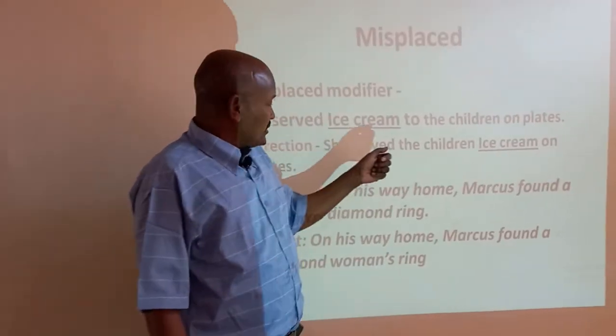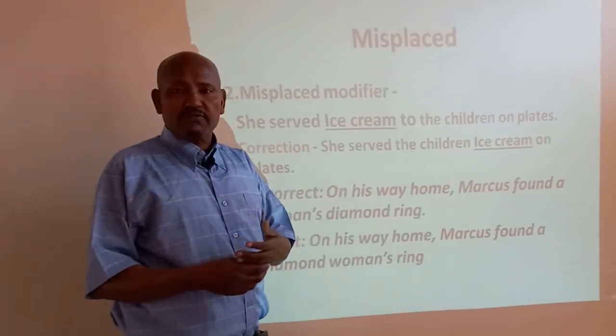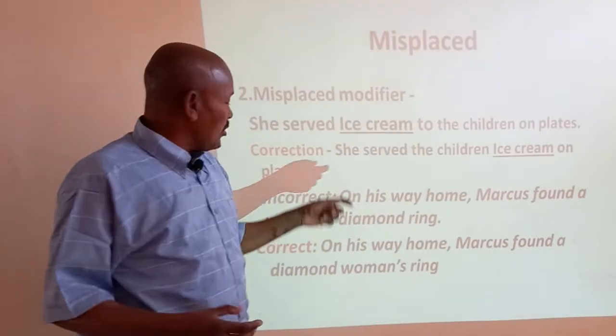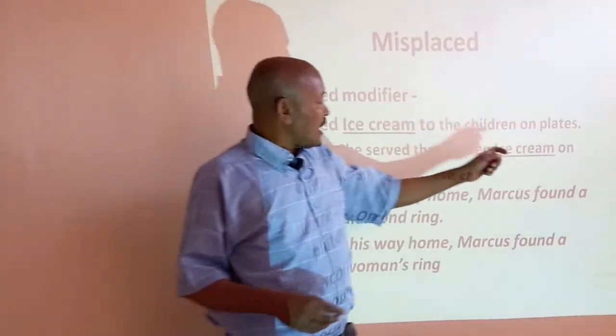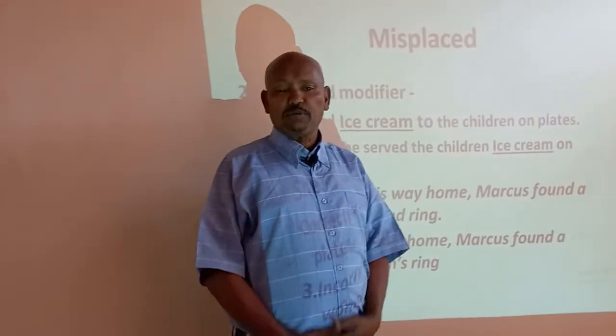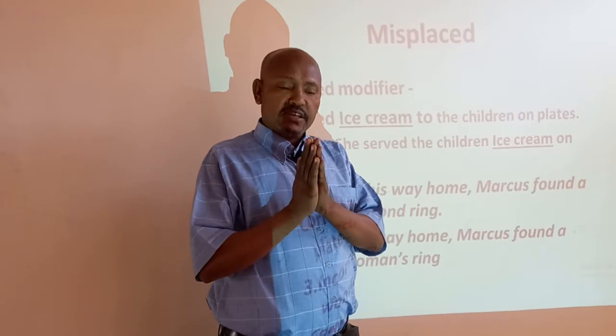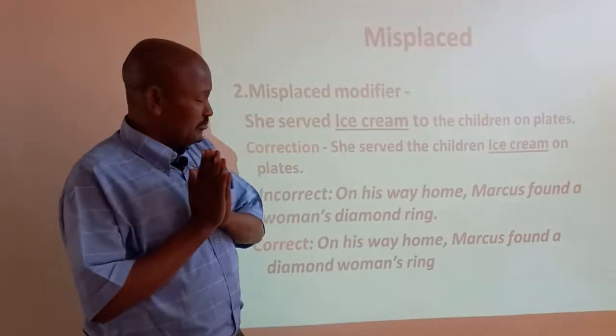She served what? The children. What does she serve to the children? Ice cream. On what? On plates. Yeah? So this ice cream modifies a kind of object, on plates. So this is the second example of a misplaced modifier.